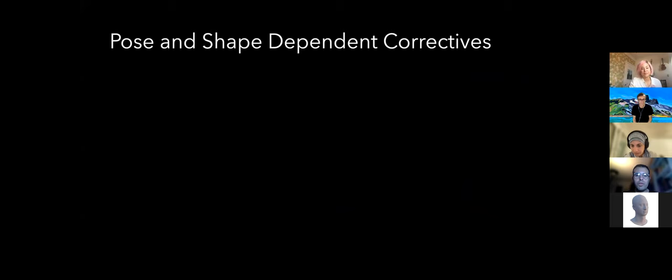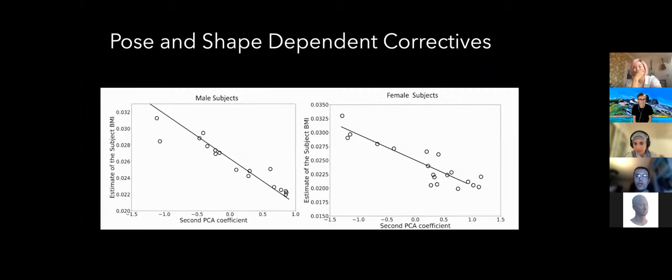So what we do is we notice that there is a very strong correlation between the second principal component and the subject BMI. So we have this data set where we had the subjects' BMIs, and we looked at the second PCA. Michael talked about shape spaces that are PCA based, and there's a very high correlation between that. So we condition this pose-corrective blend shape function on the second PCA component as well. And this is done by simply concatenating the second PCA with the unit quaternion feature.